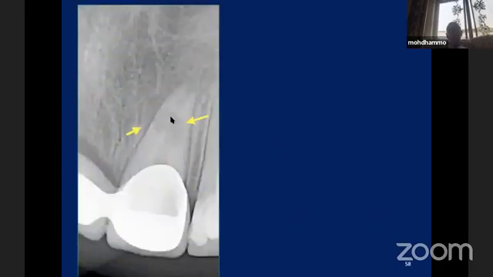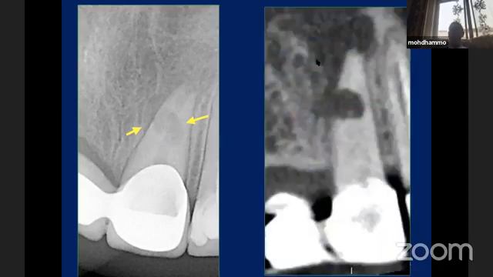Another case here, we have resorption. Is it internal or might it cause perforation? I could not guess, so I will ask for a CBCT. The CBCT told me we have perforation here.